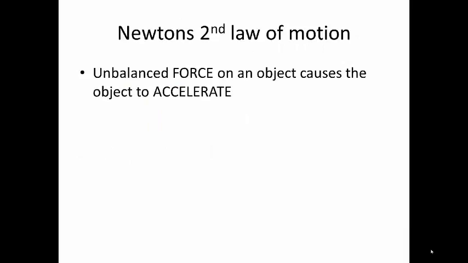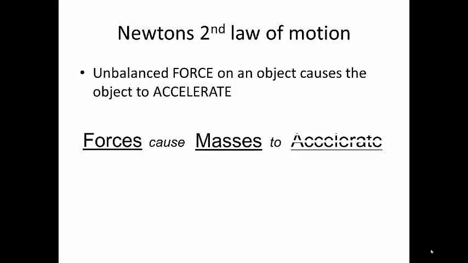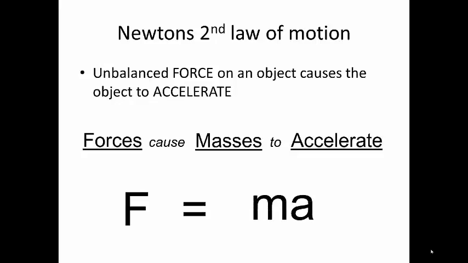Newton's second law of motion states that unbalanced forces on an object cause the object to accelerate. Forces cause masses to accelerate. We can write this as an equation with forces being represented by F equals mass times the acceleration. So Newton's second law of motion states that force equals the mass times the acceleration.